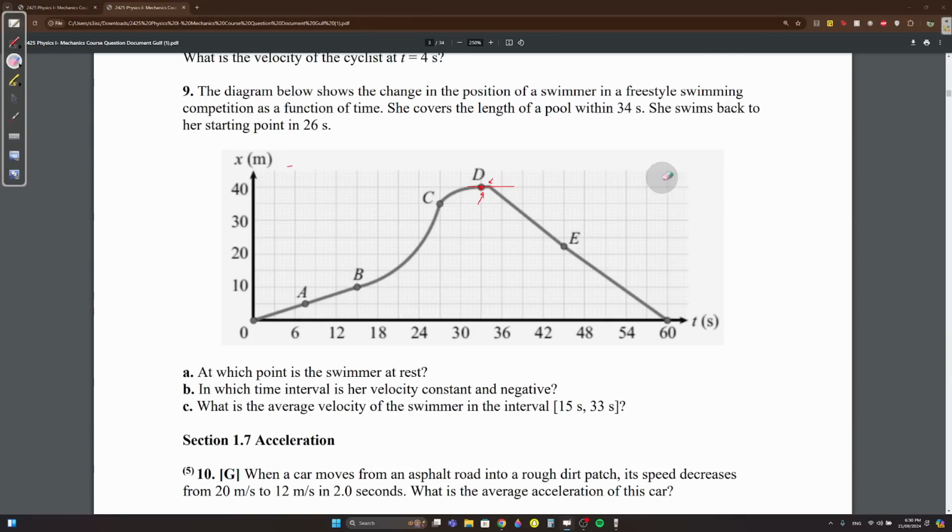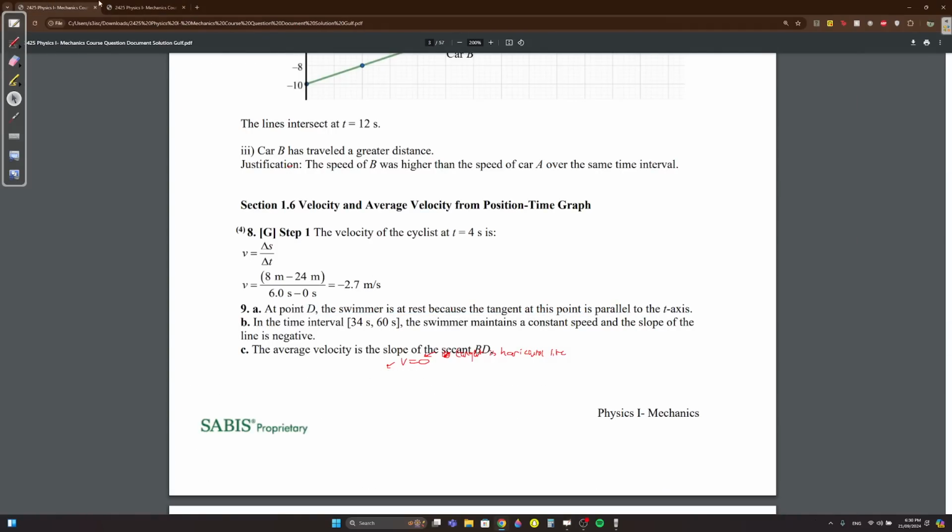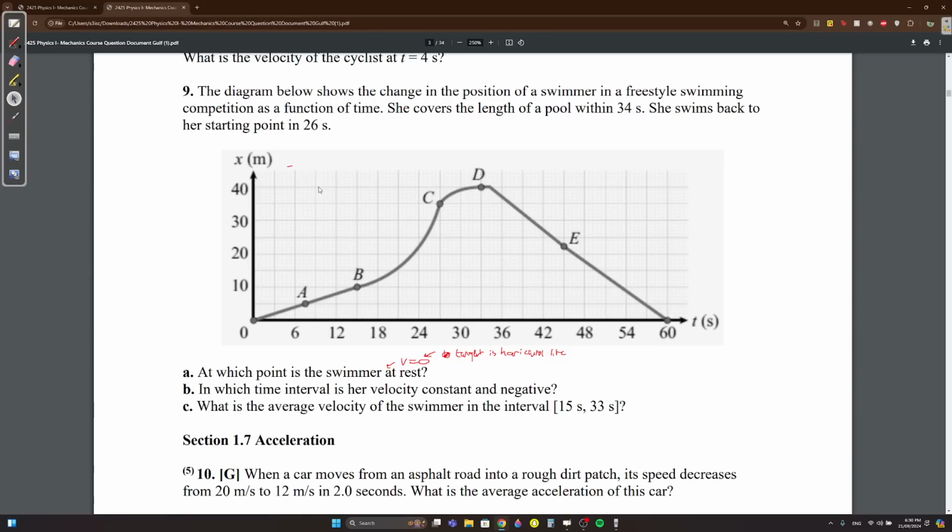I think what they're trying to say is, if they're saying at rest, that means v equals 0. And when v equals 0, that means the tangent is horizontal, because the slope of a horizontal line is 0, guys. Remember in math, with horizontal lines there's no change, so the slope is 0. That's why whenever you see a horizontal x line, you know that v equals 0, because there's no change in x. So D, because the tangent is horizontal, or you could say parallel to the t-axis.